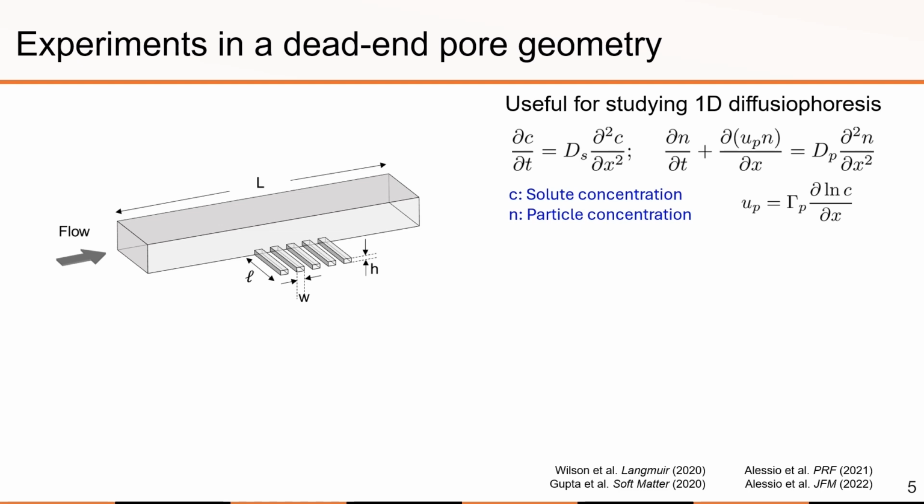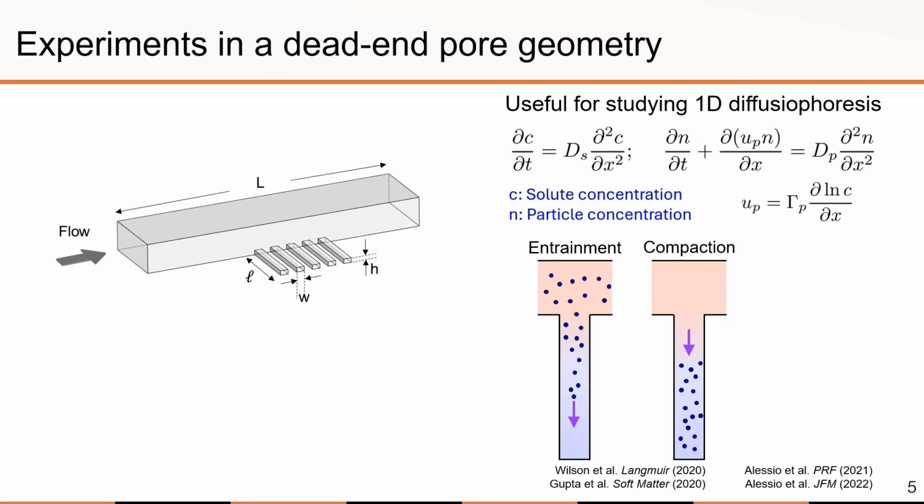Along the narrow pores connected to one side wall of the main channel, a one-dimensional solute gradient can be created. Depending on the initial and boundary conditions, we can entrain particles into the initially empty pore, compact existing particles toward the end of the pore, or move a patch of particles along the solute gradient.